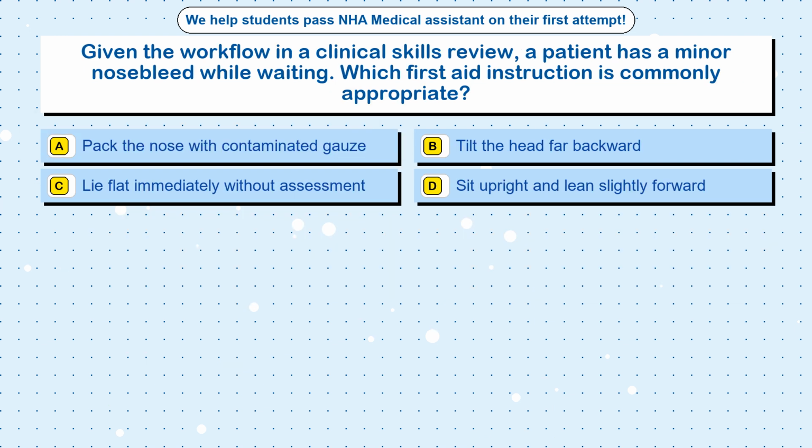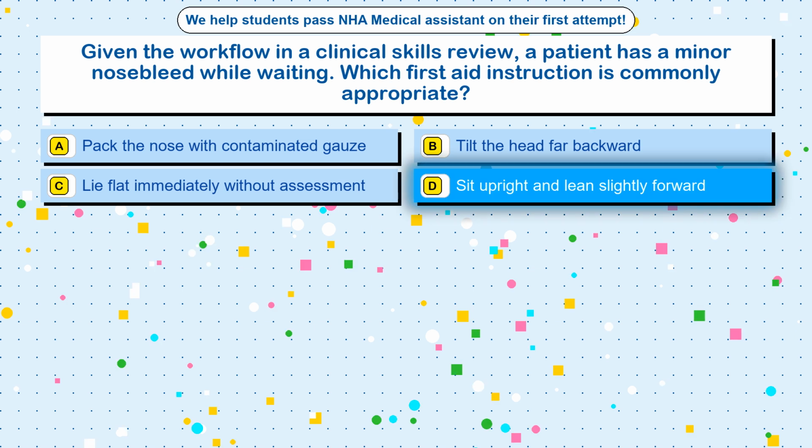Question 63. Given the workflow in a clinical skills review, a patient has a minor nosebleed while waiting. Which first aid instruction is commonly appropriate? Option A. Pack the nose with contaminated gauze. Option B. Tilt the head far backward. Option C. Lie flat immediately without assessment. Option D. Sit upright and lean slightly forward.